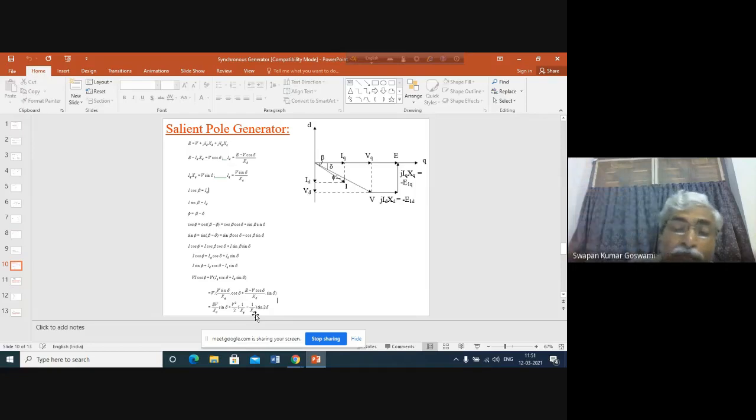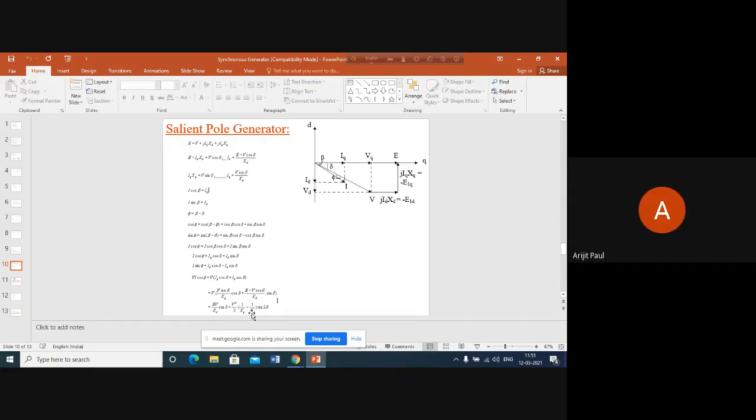Where will the peak of the power angle curve be occurring for the salient pole machine? Is it at 90 degrees, less than 90 degrees, or greater than 90 degrees? Sir, it will be less than 90 degrees. Between the two peaks, it will be somewhat deformed due to the sine 2 delta.